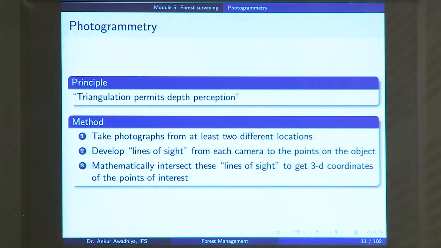And the aim is to find out the x, y, z coordinates of different points, or in other words, the spatial arrangement and the spatial distribution of different points on the surface. The principle that it uses is triangulation. In the process of triangulation, you are able to perceive depth. Now, what does that mean?